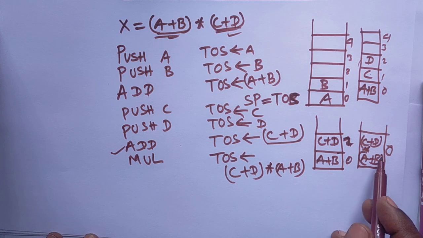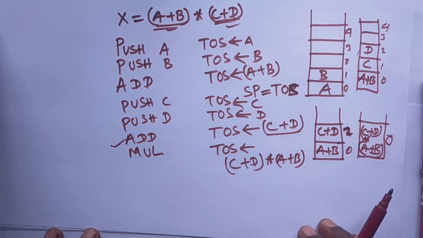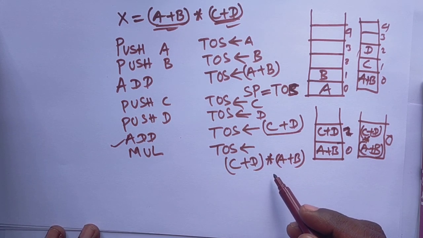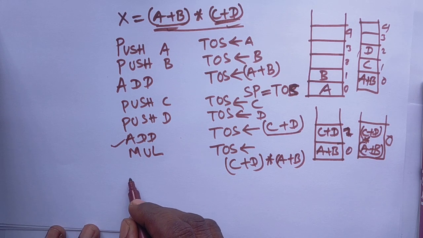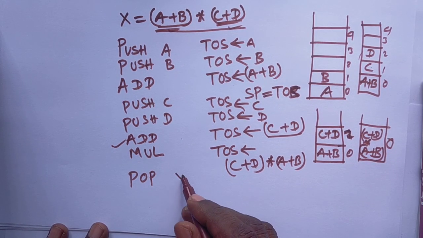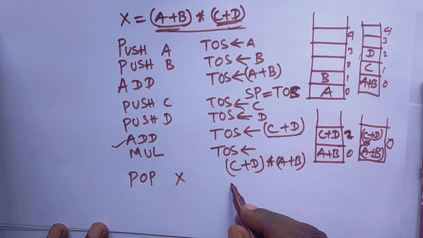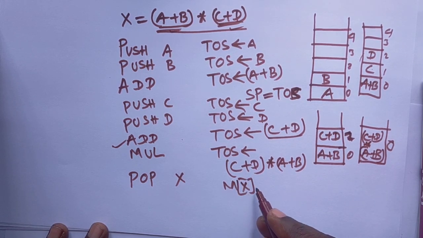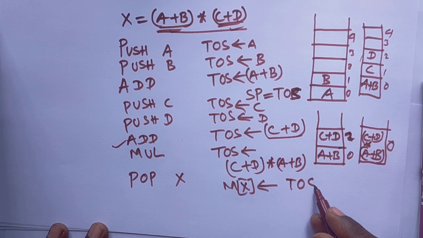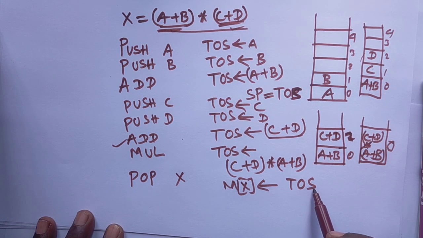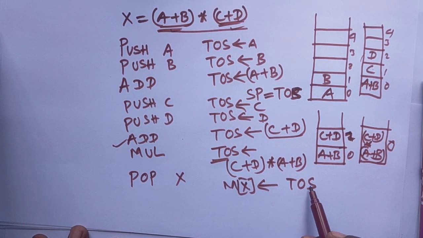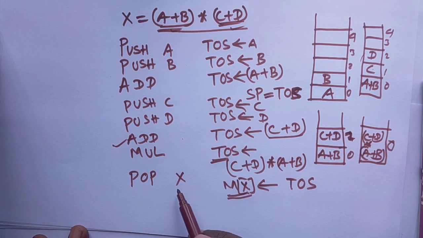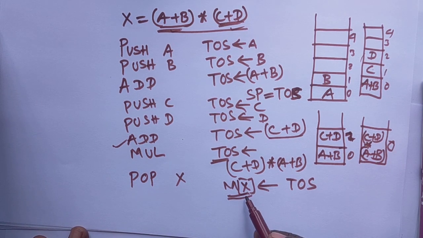Now this top position holds c plus d into a plus b, and that multiplication result is transferred to x, because the total data is transferred to x. In that case we can write pop. Write pop mx, because the data is stored there and x receives the top of the stack. The multiplication result is available in the stack, and that total data is transferred to the memory location x, so the data needs to be retrieved. So we use pop x to retrieve data from the stack.